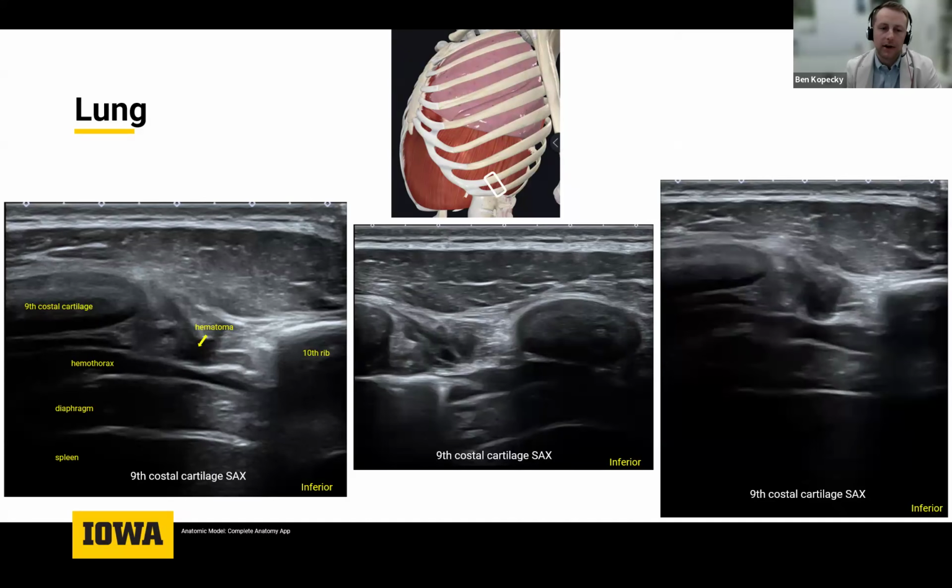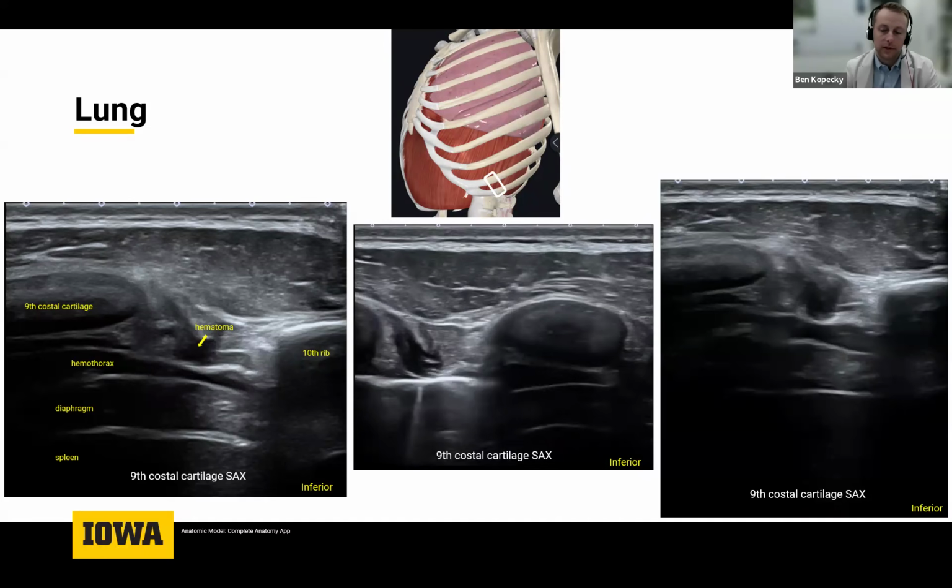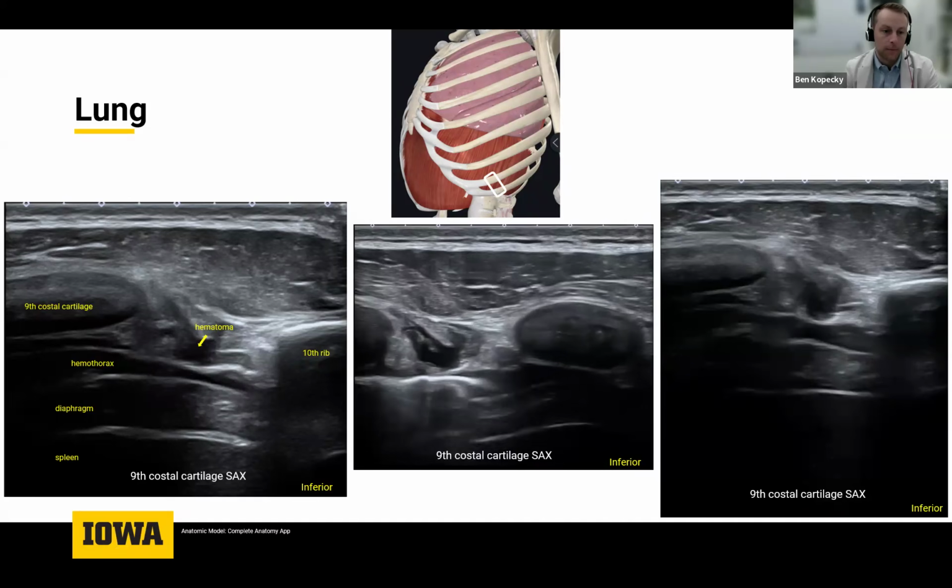Next, we'll look at this injured area in short axis, further demonstrating the disruption of the intercostal musculature with an associated hematoma there. We can also evaluate the structures deep to the ribs here. So to orient you, when you're this far inferior in the rib cage, you may only see lung sliding with deeper inspiration. But you can see the diaphragm muscle and the spleen deep to the injury.